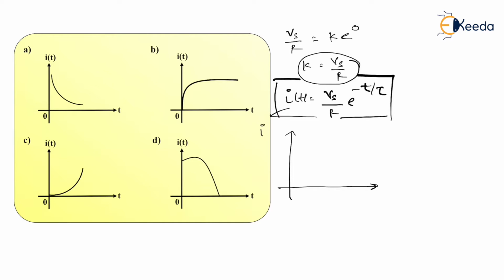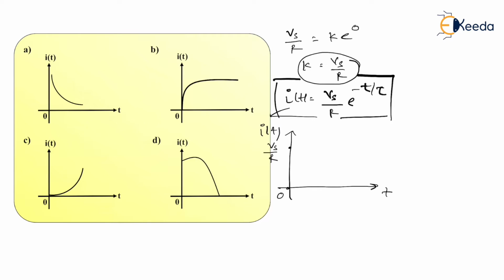I of t with respect to time. We'll start with the origin, which means t equal to 0. Imagine at t equal to 0, wherever there is t, substitute with 0. If I substitute in this expression, what will happen? It will become e to the power 0, that will become 1. It means I of t is simply what? Vs by R. So Vs by R will be somewhere here.